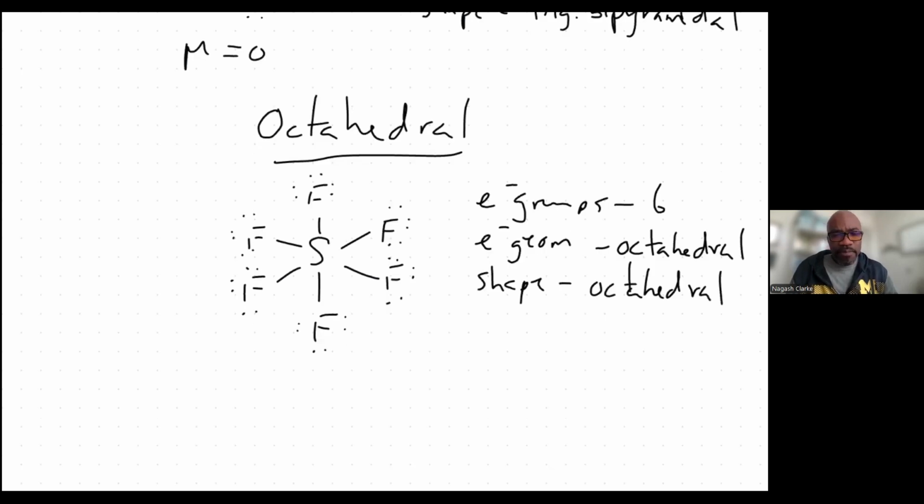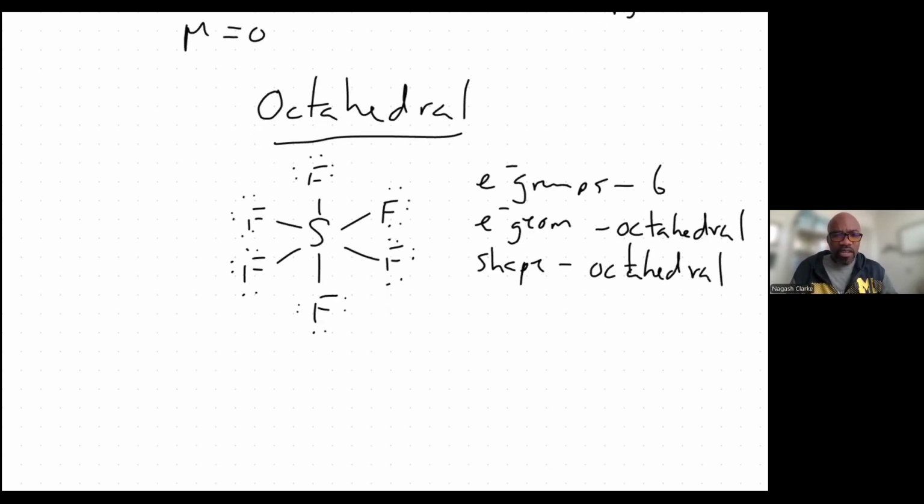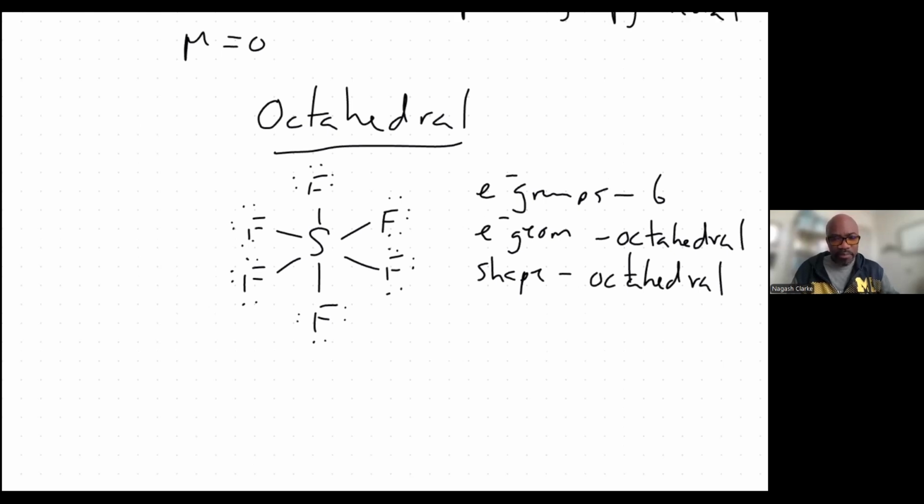Under trigonal bipyramidal and octahedral, there are several other subshapes, depending on how many lone pairs you have around the central atom, so we won't get into those. The bond angle here is 90, and that's 90. This is a nonpolar molecule because the SF bond is very polar, but since I have an equal spread, it's very symmetrical. It's going to be nonpolar, so my dipole moment is 0.